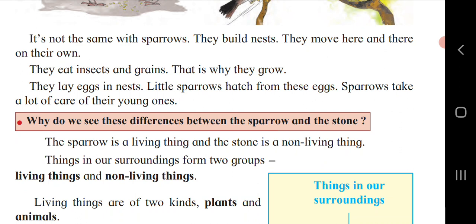They lay eggs in the nest. Little sparrows hatch from these eggs. Yes, what do the sparrows do? They lay eggs in the nest, and after some time, the little young ones come out of the eggs. Sparrows take a lot of care of the young ones. Yes, sparrows take care of the young ones until they are able to fly in the sky.